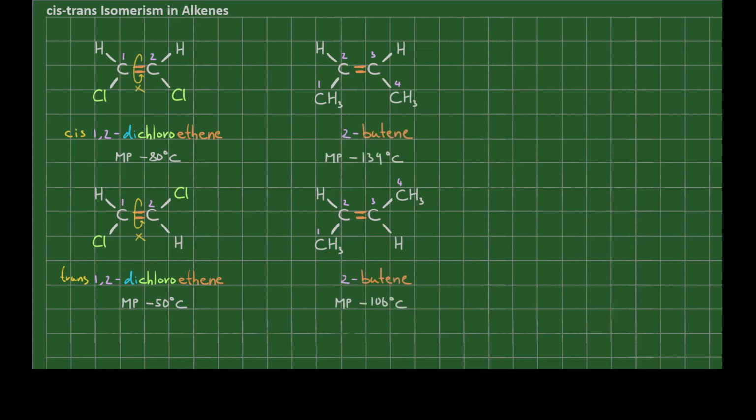Let me look at another example. I'm going to bring in two isomers of butene. Both of these compounds have the same molecular formula, and in both cases the double bond exists between carbon 2 and 3, which means both of these are definitely 2-butenes. However, they are different compounds, and their melting points prove that. The compound on top melts at -139 degrees, while the compound at the bottom melts at 106 degrees.